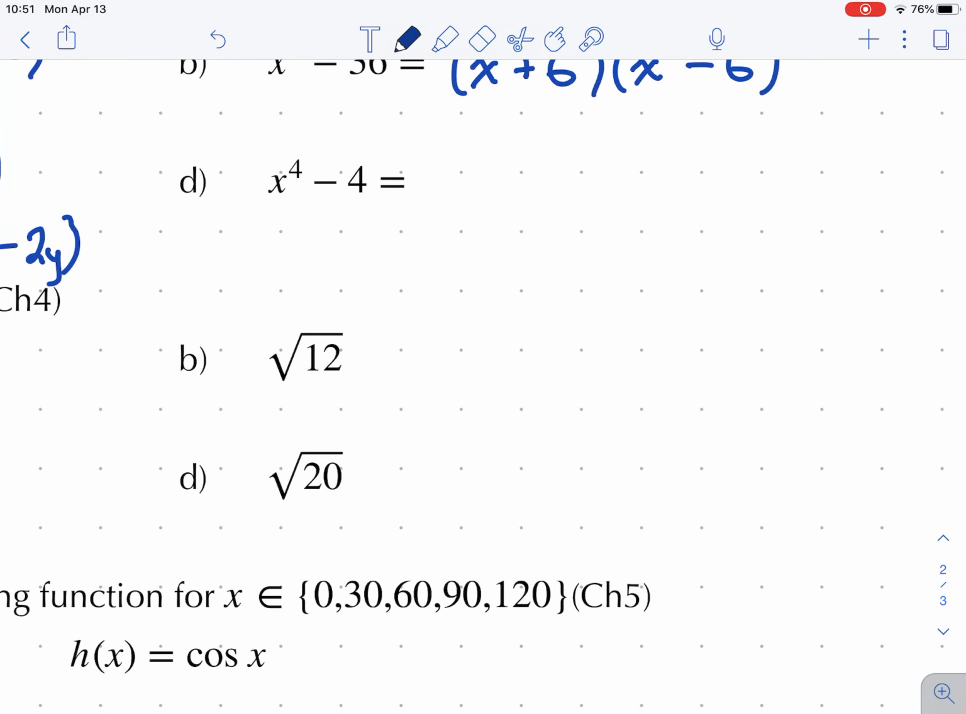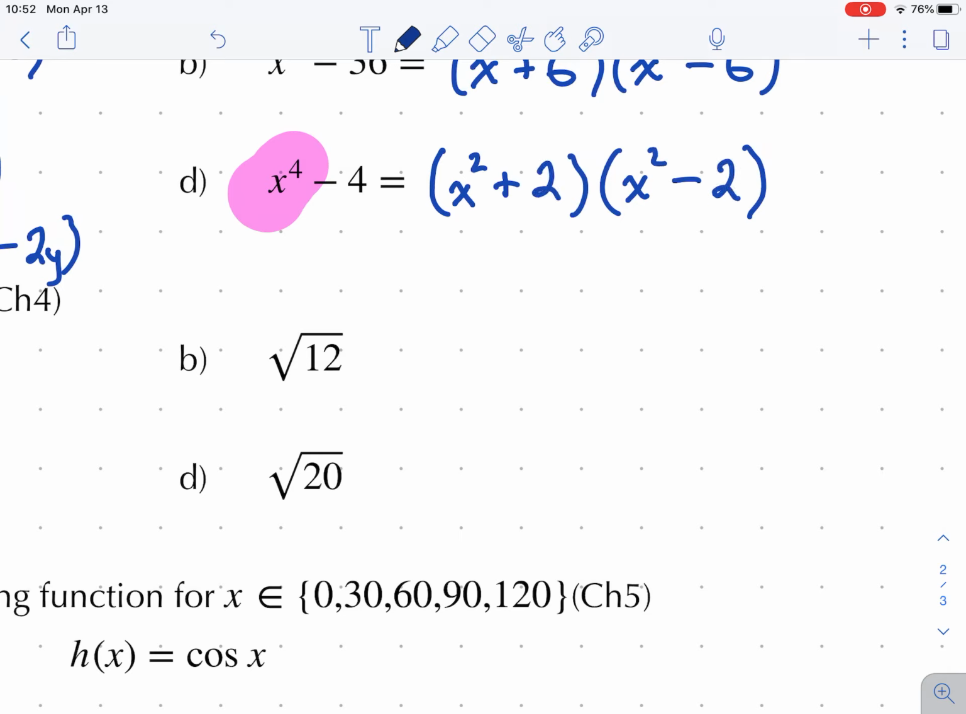Letter D. That has a power of 4, but it's still a perfect square. So it's still a difference of squares, so we're going to have a plus and minus. And the square root of x to the power of 4 is x squared. We divide the exponent by 2. So it'll be x squared plus 2 and x squared minus 2.